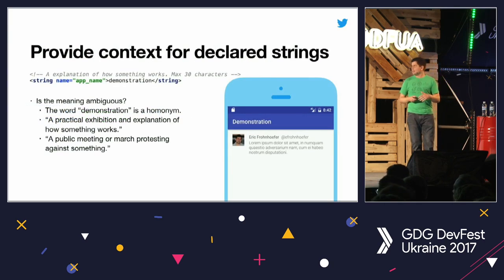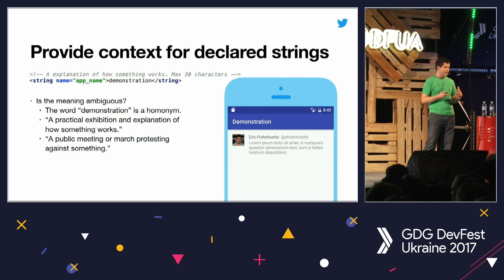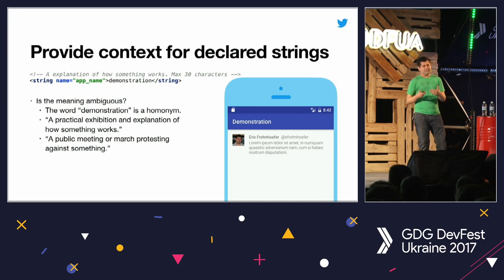You want to provide context for your declared strings. In this case, my app is called demonstration. And demonstration in English is a homonym. These are words that are spelled the same and sound the same, but have different meanings. When they get translated into other languages, it might not be clear which meaning you mean. So in the comments section, provide that context to your translators. In this case, my app is demonstrating how to translate things. So this is a practical explanation of how something works. Make sure you include that inside of your description.